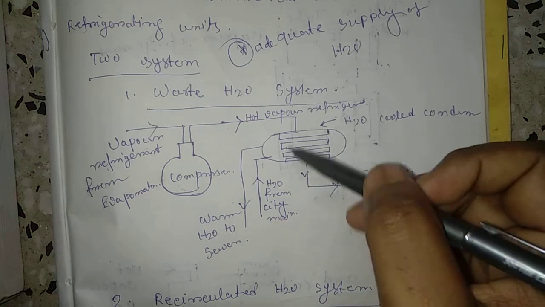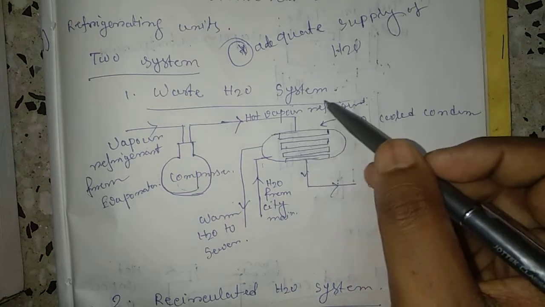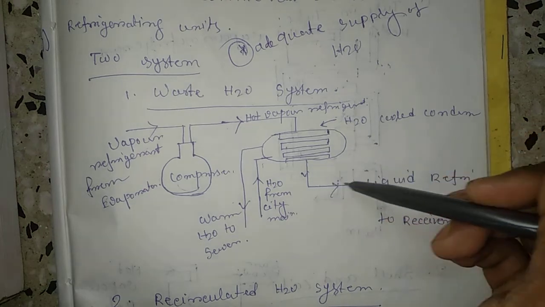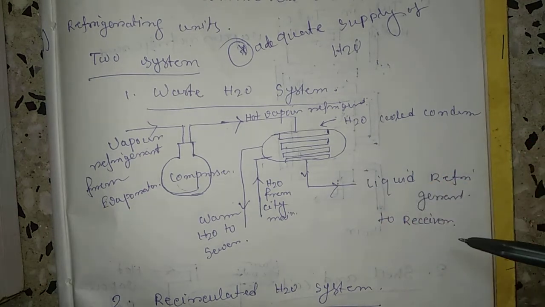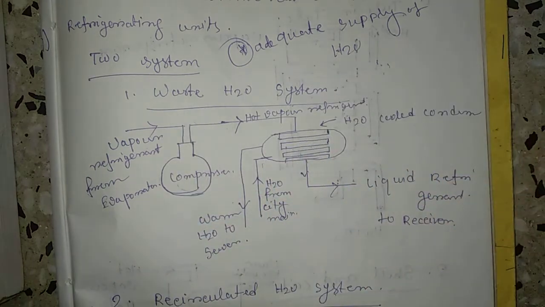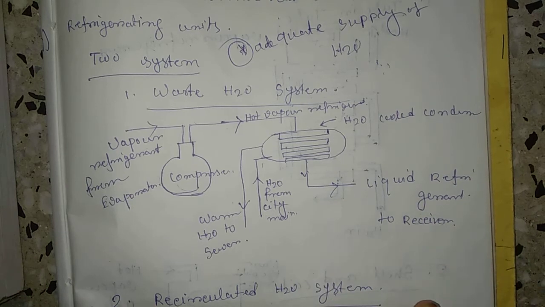When the process is complete, the hot vapor refrigerant transforms into liquid refrigerant, which comes out and is received in this way. So this is basically the wastewater system. As the name suggests, this is the block diagram of the wastewater system.